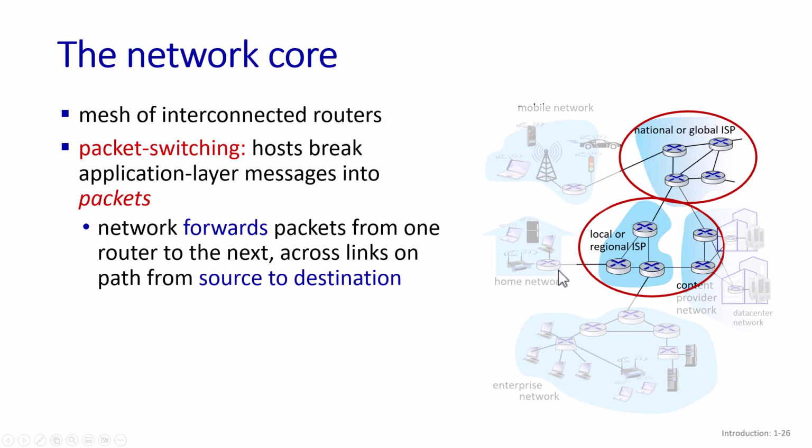Let's say you are at your house, and you want to connect to the Amazon website. Your browser will break the message into packets and send them to the edge router, which will forward them to the local or regional ISPs. Let's say the Amazon website resides in this data center, and these routers will forward these packets into this data center, and the Amazon web server will send back the Amazon website to you.